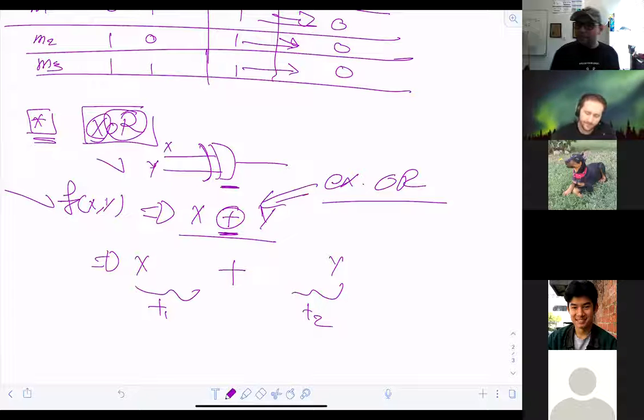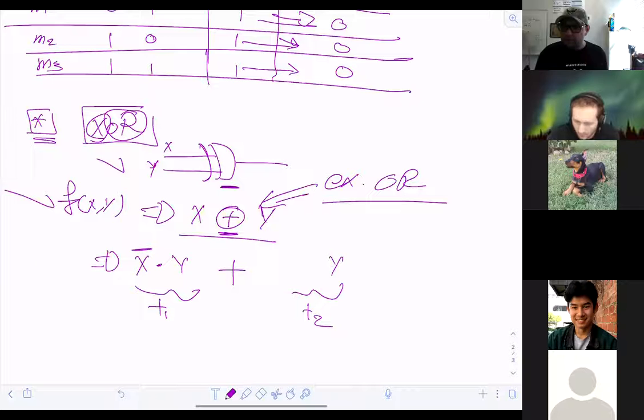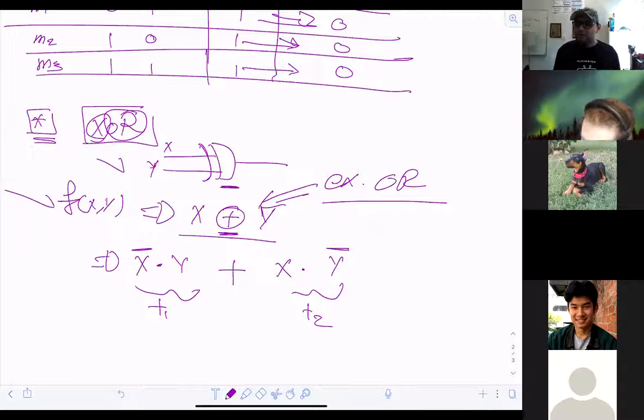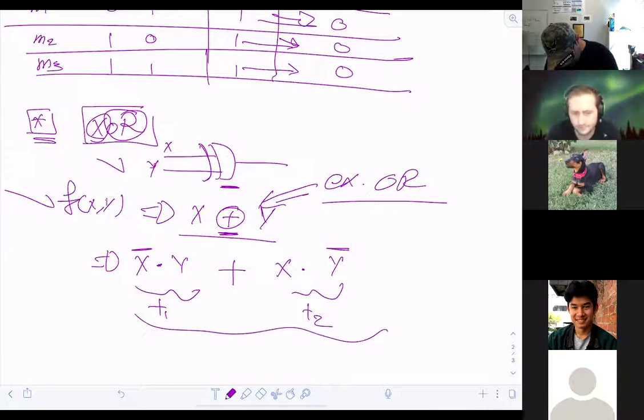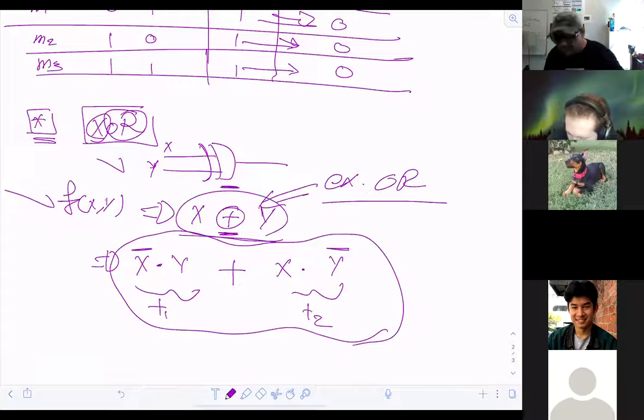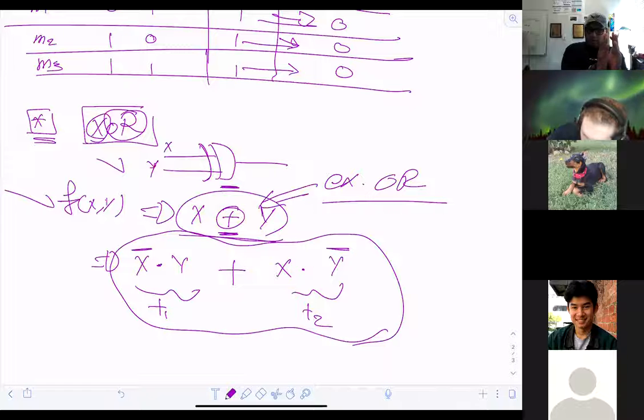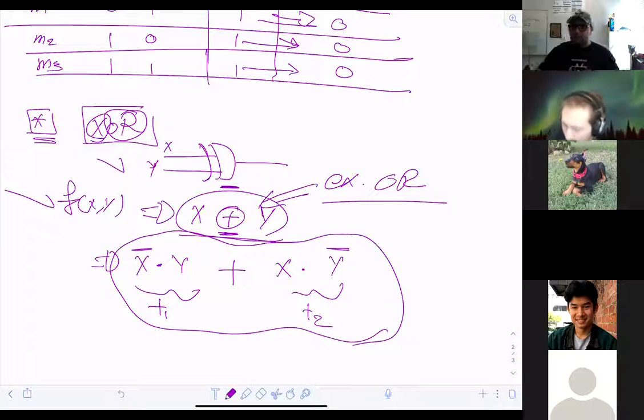Now, X here, Y here. So it's going to be X complement ANDed with Y, or X ANDed with Y complement. This combination is equivalent to this symbol when you apply it to X and Y. So X complement ANDed with Y, or X ANDed with Y complement, can be replaced by X XOR Y. So far, so good?